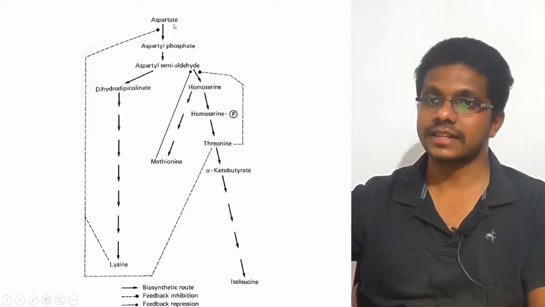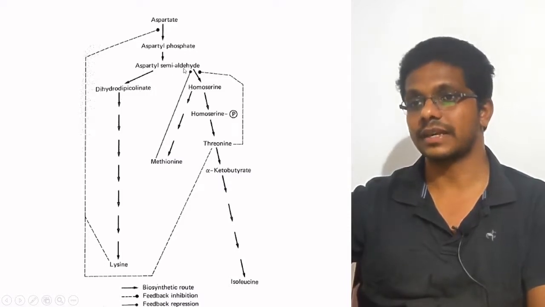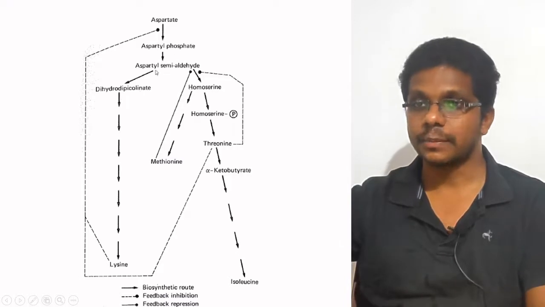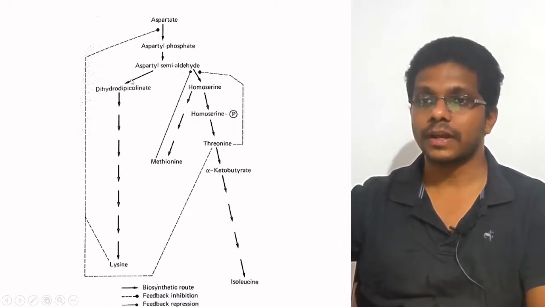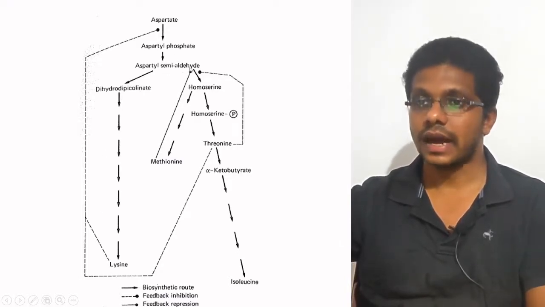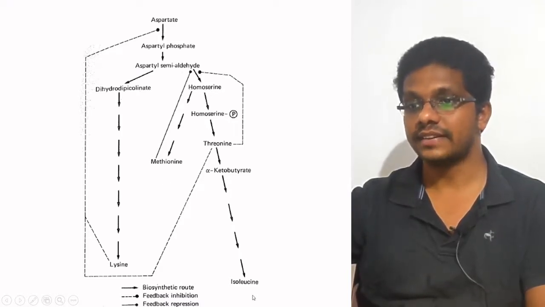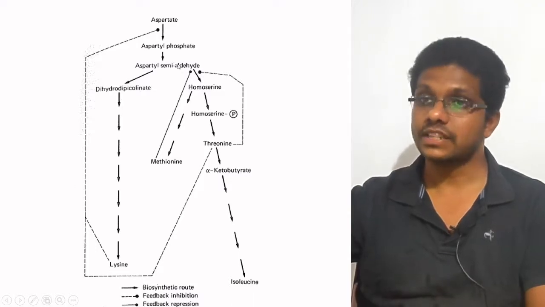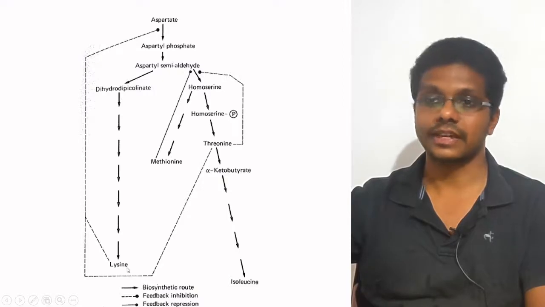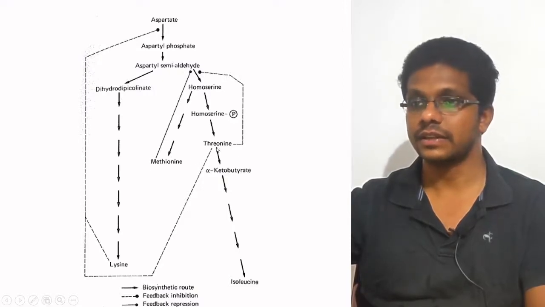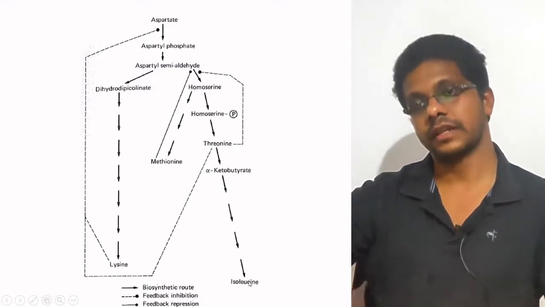Here you can see the aspartate. Aspartate is converted to aspartyl phosphate. Then aspartyl phosphate is converted to aspartyl semi-aldehyde. At this point, the pathway is split into two. One part goes for lysine production. The other part is converted to homoserine. This homoserine can be converted into methionine, threonine, and isoleucine. So by this pathway, the organism produces four different amino acids: lysine, methionine, threonine, and isoleucine.